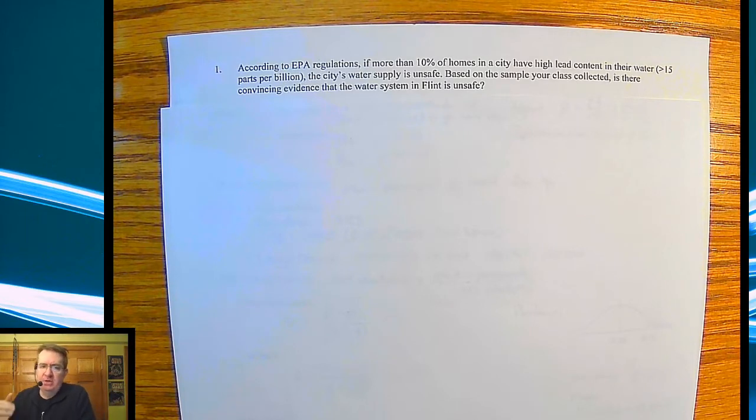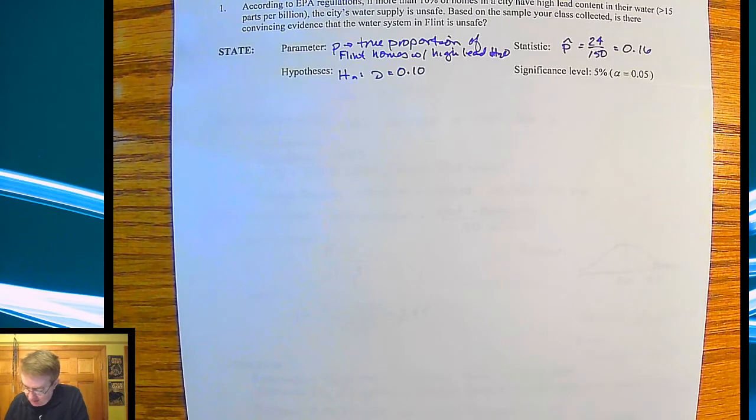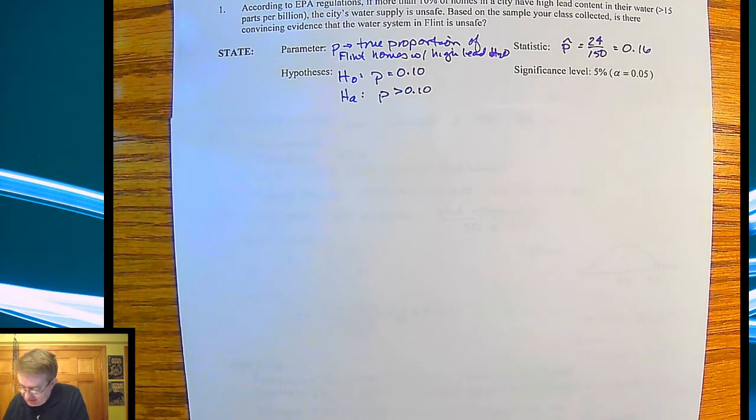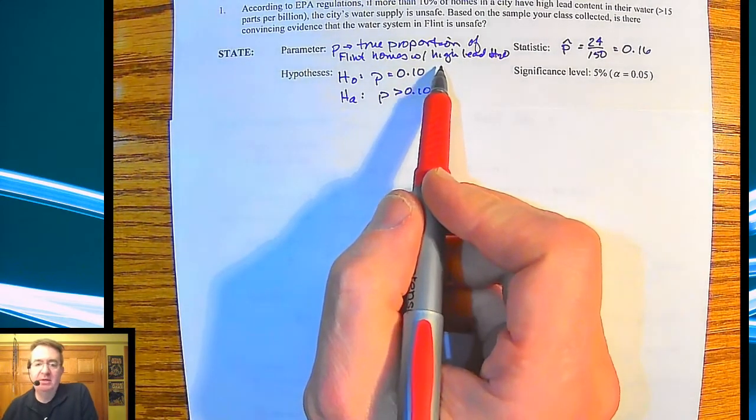Now the question is, can we run a significance test to actually prove that we have evidence to say that? That's what's going on here. The first thing that we need to do is state what we're doing and what the important players are. So we're going to say here that p is the true proportion of Flint homes with high lead content.